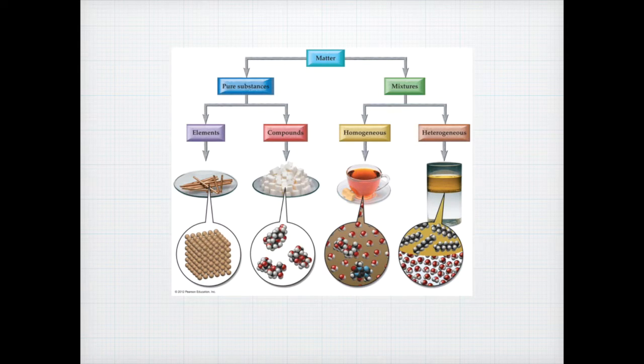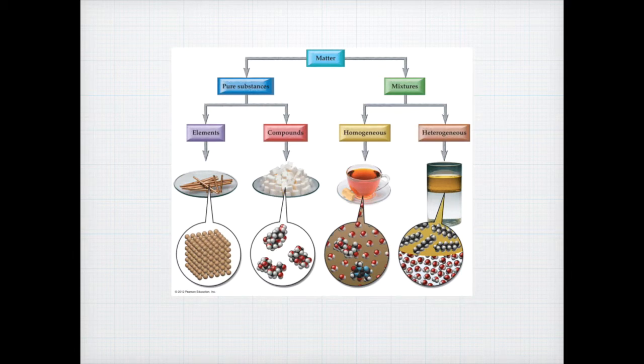So just as a review, matter can be separated into pure substances and mixtures, and then pure substances can be separated into elements and compounds, and mixtures into homogeneous and heterogeneous mixtures. A pure substance is one that consists of only one type of element or one type of compound, while a mixture is many elements or many compounds all mixed together. For something to be an element, that means you can find it on the periodic table. A compound is two or more different elements.